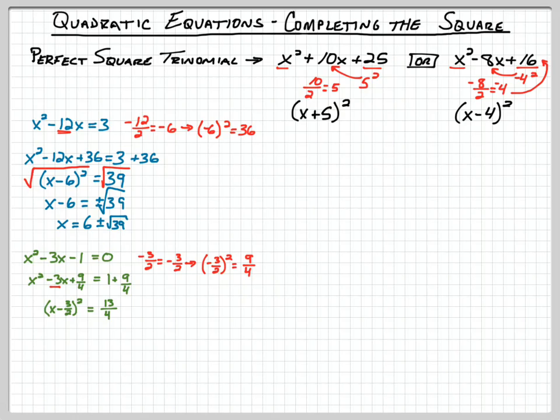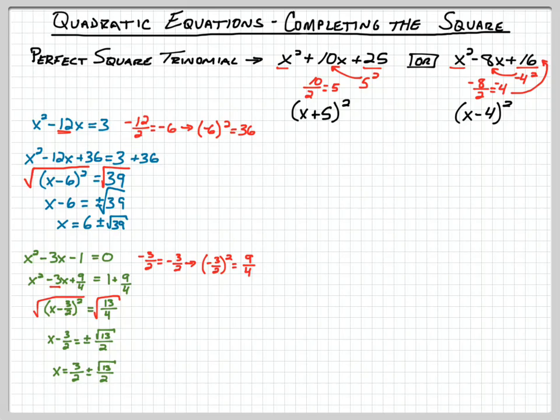So we've got our two sides. We're going to take the square root of both sides. We get x minus 3 over 2 equals plus or minus square root of 13 over 2. So remember that square root goes on the top and the bottom of your fraction. Square root of 4 is 2, so we've got that there. Add our 3 halves to both sides, and we get 3 halves plus or minus square root of 13 over 2, and we've got our solution.